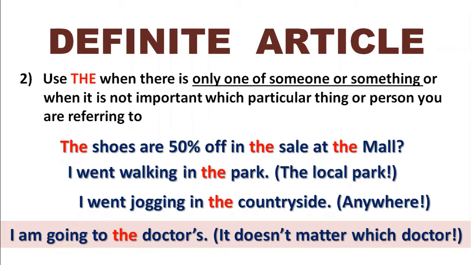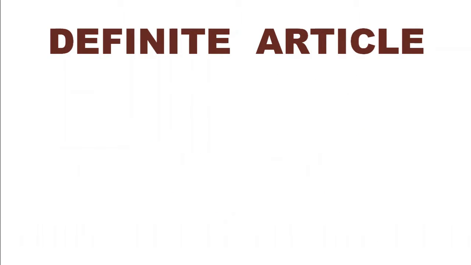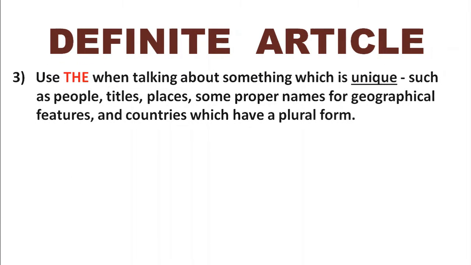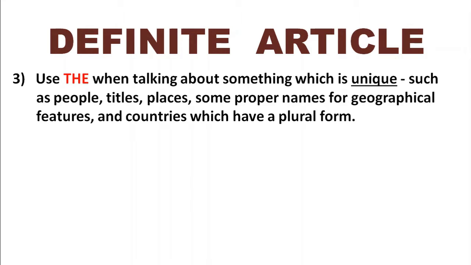Okay, rule 3 is kind of an extension to this. We said that was something which is just one of a kind. It's the same here. We use the when talking about something which is unique. Unique means there's just one of them. So unique such as people, titles, places, some proper names for geographical features, and some countries which have a plural form. We'll explain that in just a moment.